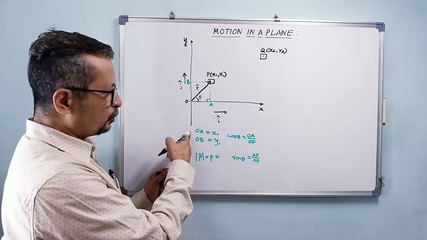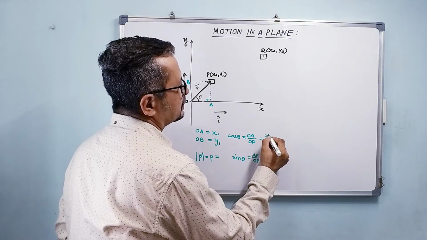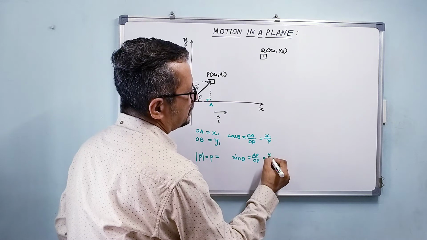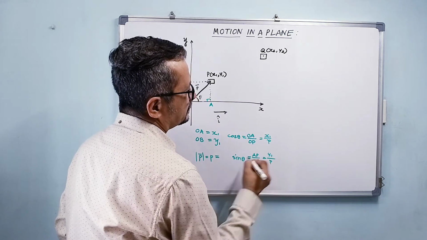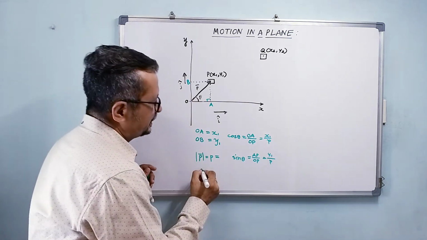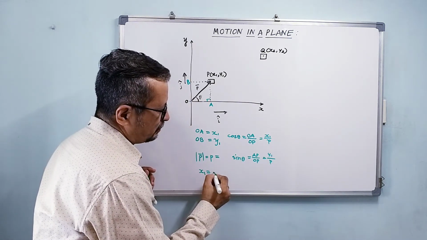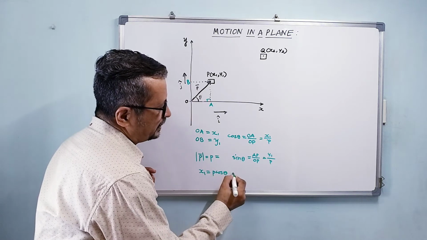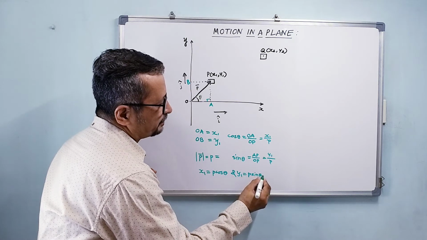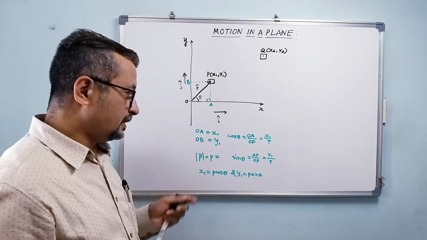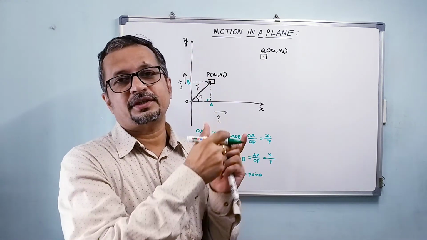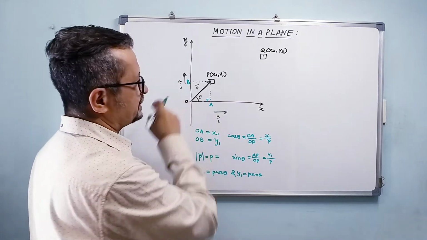Correct. But what is my OA? Is it not x1 upon small p, and this is y1 upon small p here? Correct. So my x and y coordinates would be x1 is equal to p cos theta and y1 will be equal to p sin theta. Correct. Now how do we express the position in terms of your i cap and j cap?